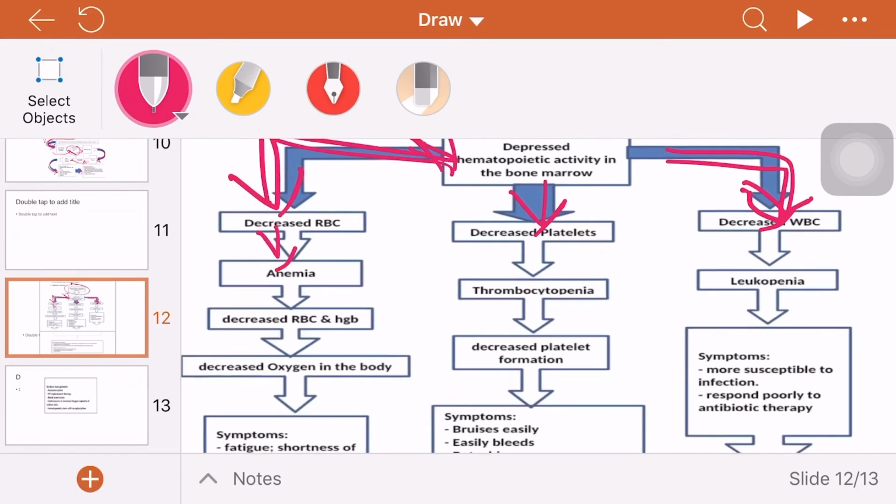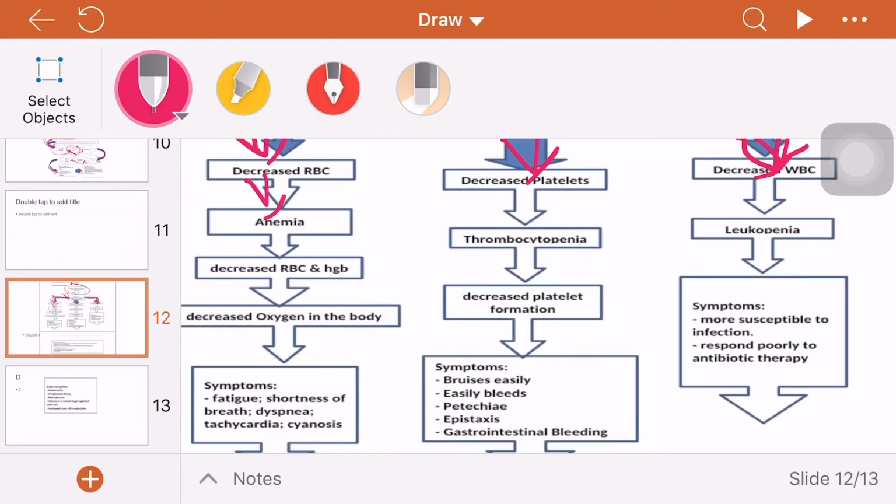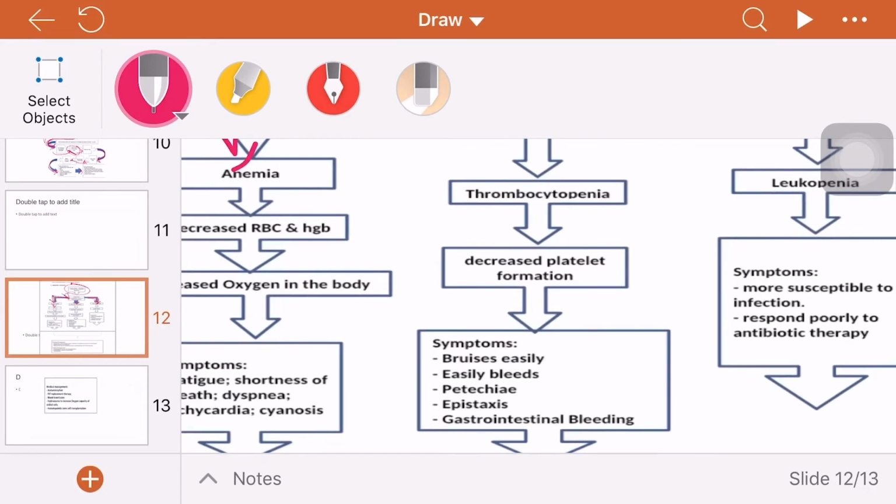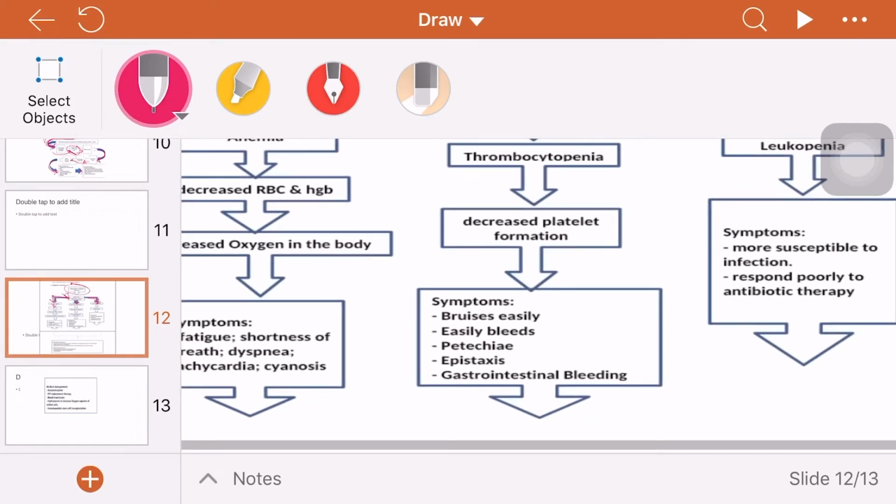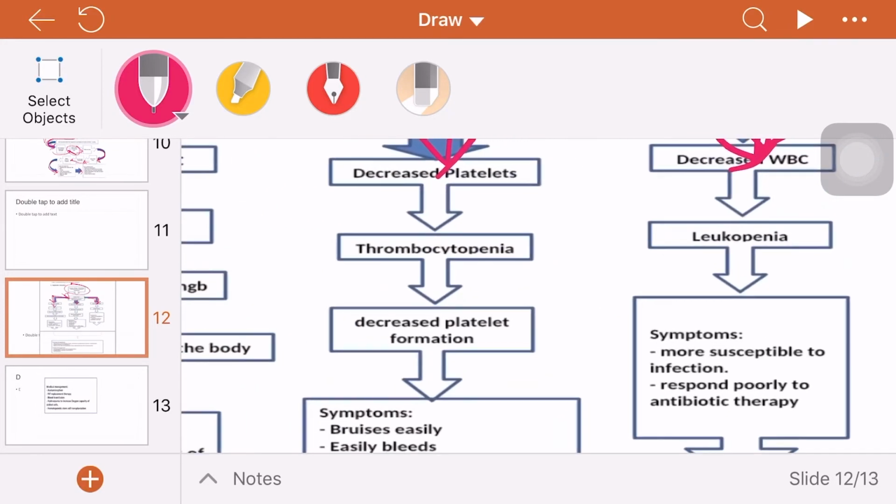So, if decreased platelets, thrombocytopenia, decreased platelet formation, what will happen? So, di ba ang platelets for coagulation. If there is decreased platelet formation, the child will bruise easily, bleed, PTK, epistaxis, and gastrointestinal bleeding.